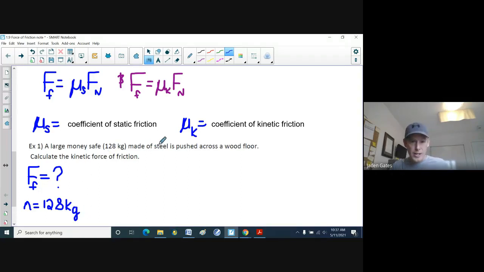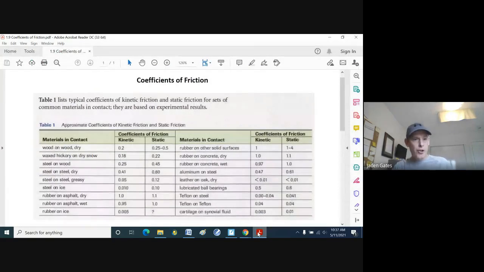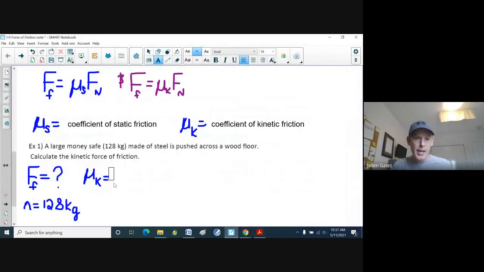Now, it also says steel is being pushed across a wood floor. So what I can go to is that table, my mu k, my coefficient of kinetic friction, and the two materials I have are steel and wood. So I'm going to go to page 53 here and check out steel on wood. I got 0.25 and 0.45. Well, because these things are moving, it's going to be 0.25 as my coefficient of kinetic friction there.